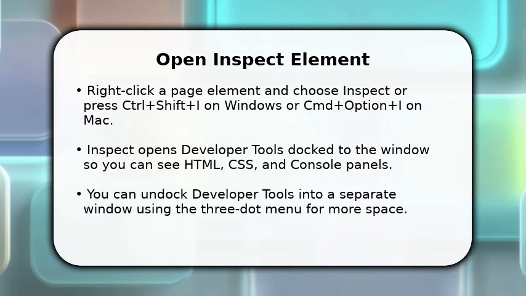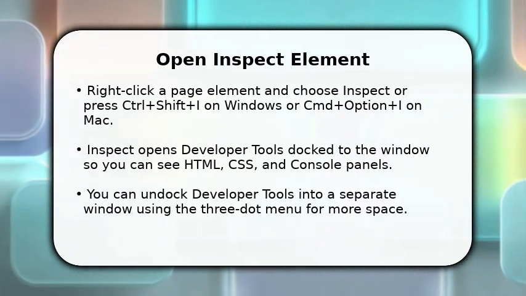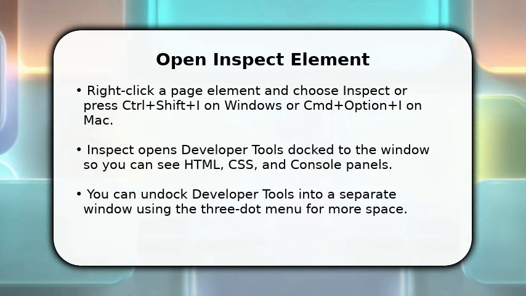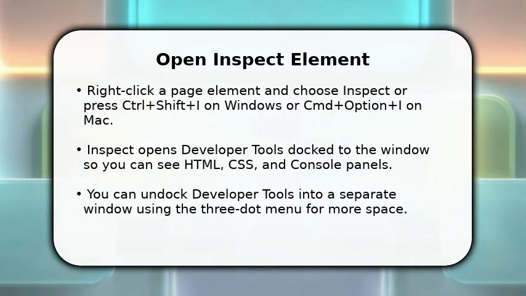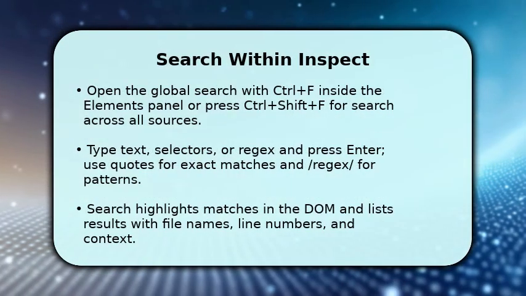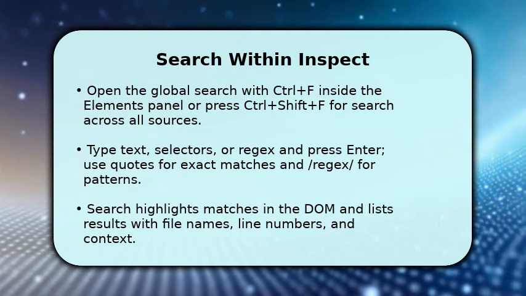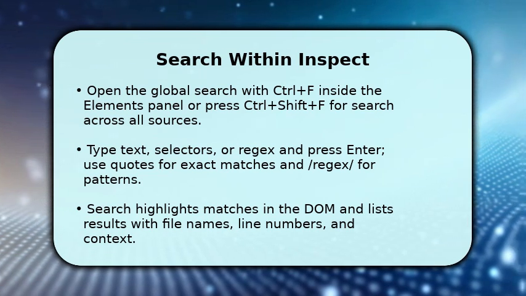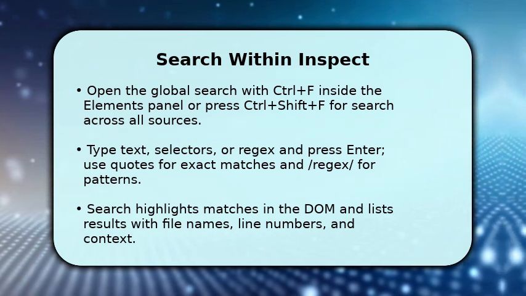Familiarize yourself with the Elements tab, where the DOM tree is highlighted as you hover. And note that selecting nodes reveals matched CSS rules in the Styles pane. With Elements active, press Ctrl plus F to search the current DOM node, or press Ctrl plus Shift plus F to search across all panels like Sources and Network.